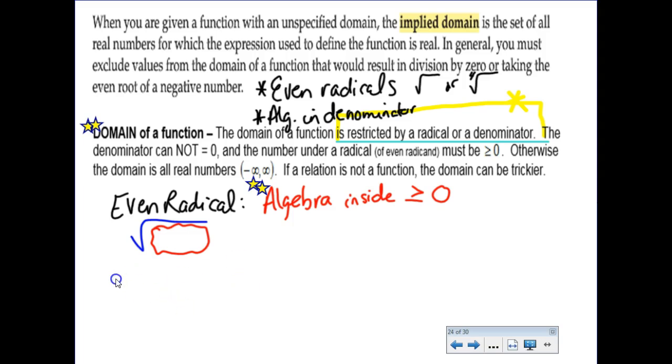The other thing you're going to run into is the denominator issue. And if you have a denominator with algebra in it, what you do is you take your denominator. So like you'll have a fraction, you have something in the denominator. So you take your denominator, come on.